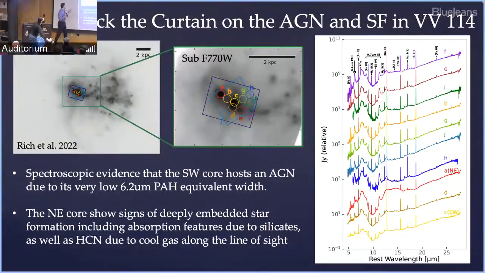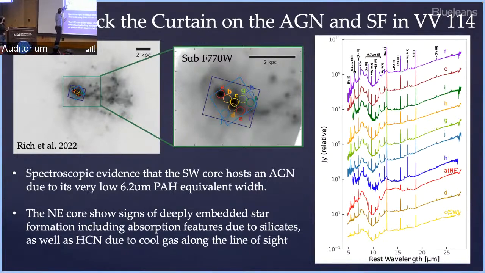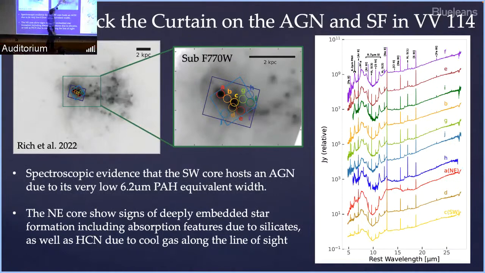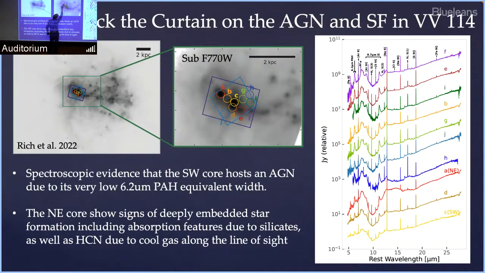Okay, so this is work led by Jeff Rich. The paper has been submitted and hopefully will appear on arXiv soon. What we've done here is show the F770W again, and these individual apertures that Jeff has drawn correspond to these different regions here. What I wanted to highlight is regions A and C. Region A is the northeast core, and region C is the southwest core.